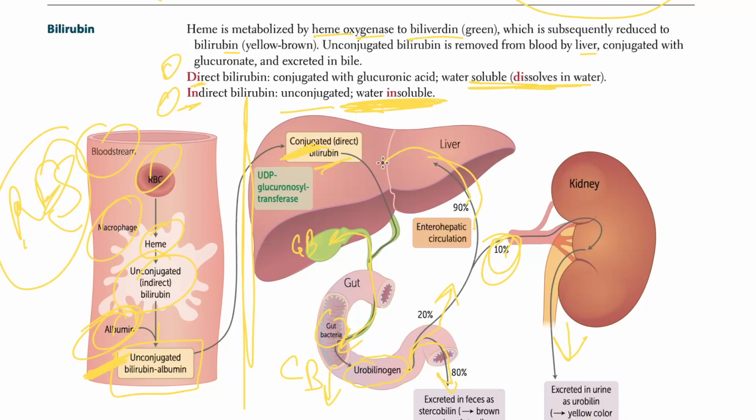So it goes back into the liver. That's only the 20% of all of that urobilinogen, right? So the 80% is going to go out in the feces as stercobilin, which gives the brown color to the stool. Okay, this was pretty easy.